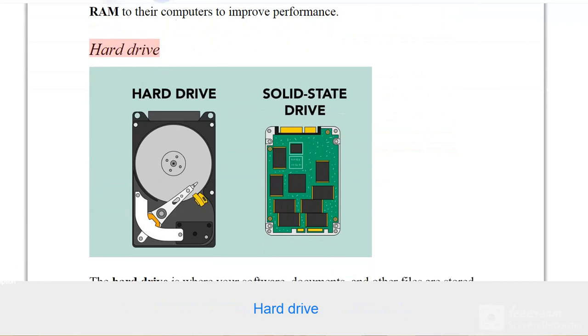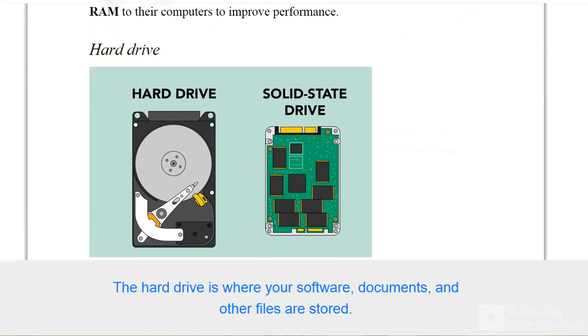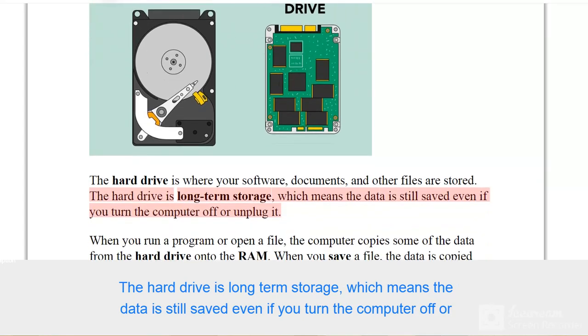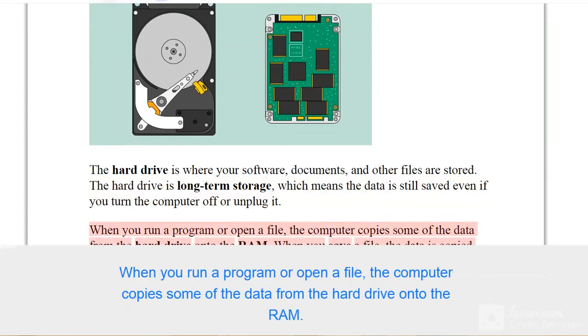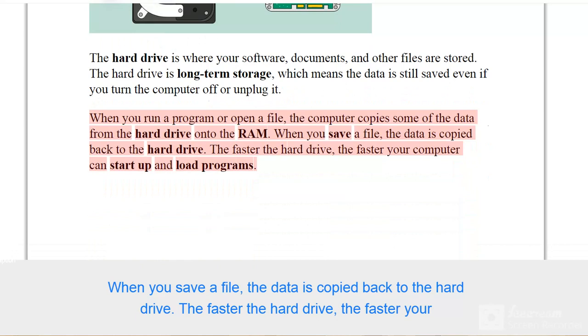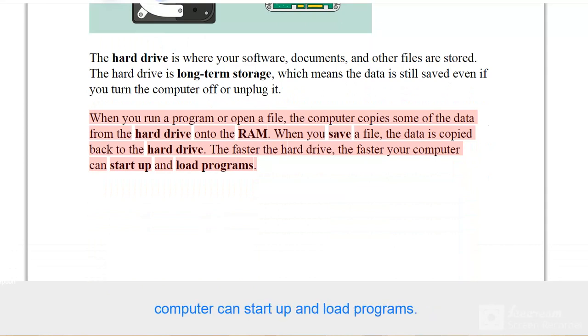Hard drive. The hard drive is where your software, documents, and other files are stored. The hard drive is long-term storage, which means the data is still saved even if you turn the computer off or unplug it. When you run a program or open a file, the computer copies some of the data from the hard drive onto the RAM. When you save a file, the data is copied back to the hard drive. The faster the hard drive, the faster your computer can start up and load programs.